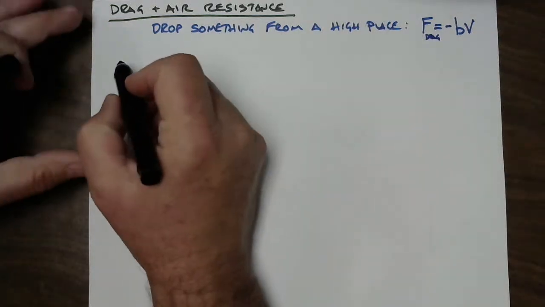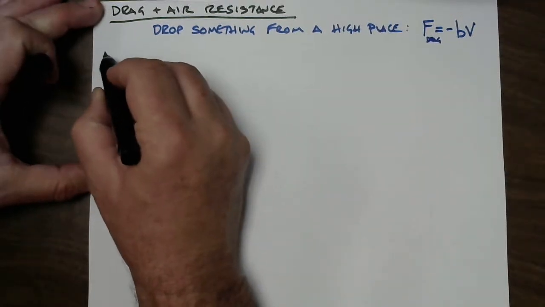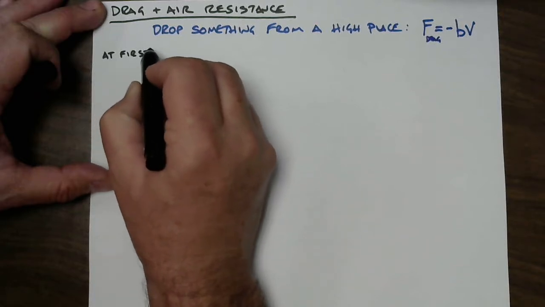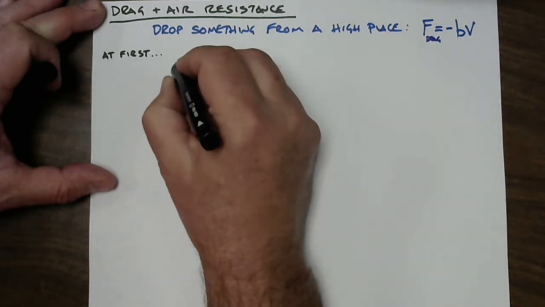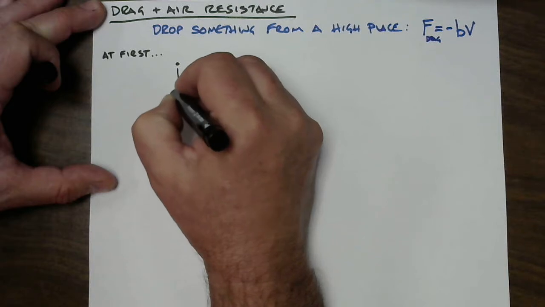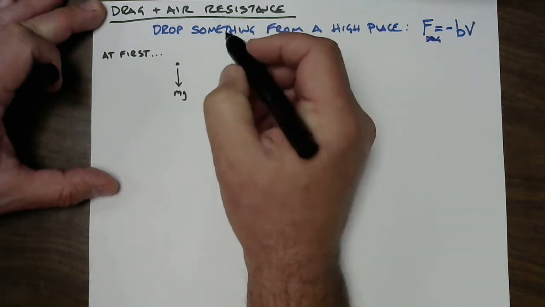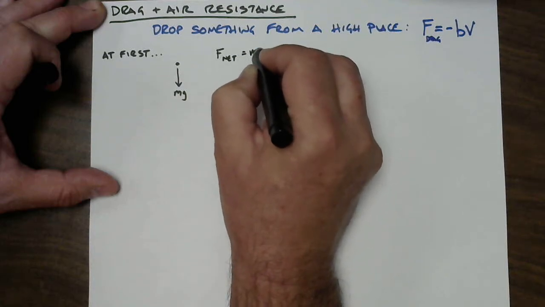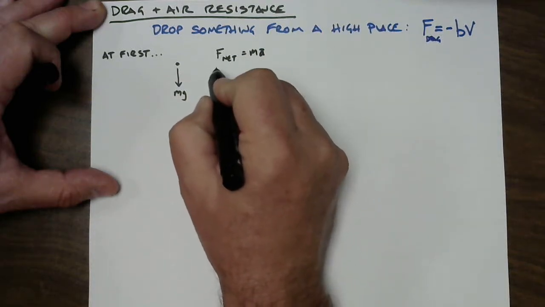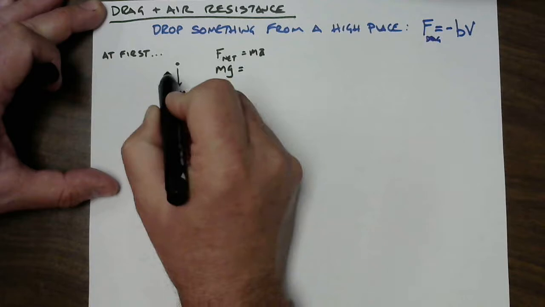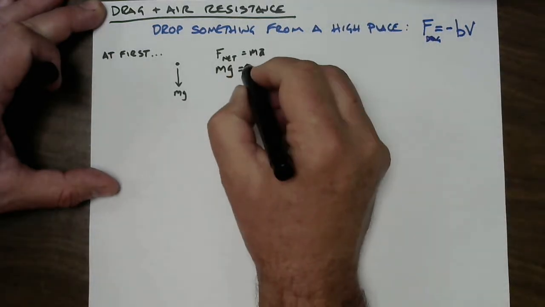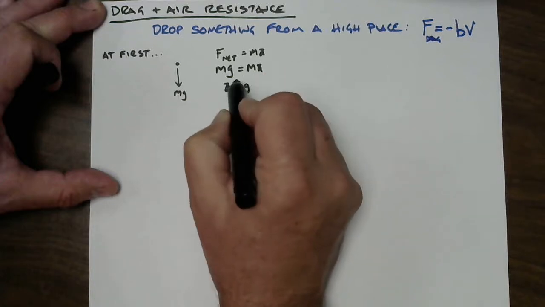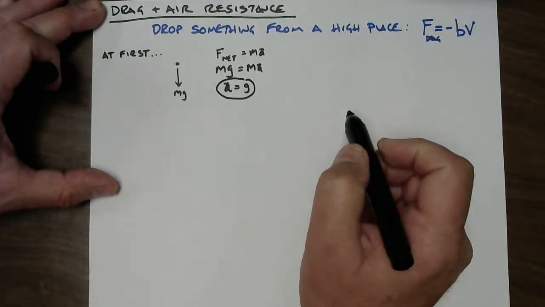So down this side here, at first, when you jump out of the airplane or whatever you're doing to get dropped from a high place, at first, the free body diagram is very simple. You simply have weight. So if we were to look at Newton's second law, we would put in your weight as the net force. You aren't moving yet, so there is no drag. And we would conclude that your acceleration would be g at first.